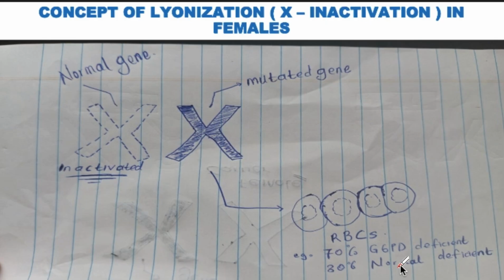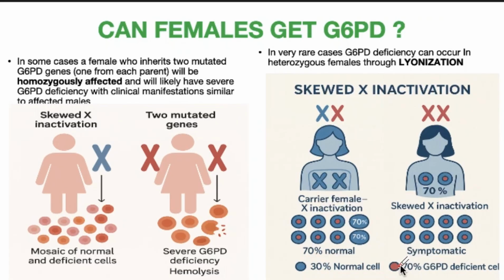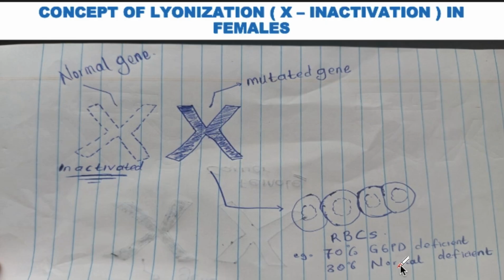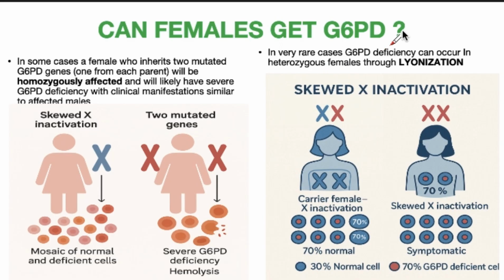Can females get G6PD deficiency? The answer is yes. The first case scenario is when a female inherits two mutated G6PD deficient genes, one from each parent. The lady will be homozygously affected and will likely have severe G6PD deficiency with clinical manifestations similar to affected males. The second situation is a very rare scenario where G6PD deficiency can occur in heterozygous females through a concept known as lyonization.